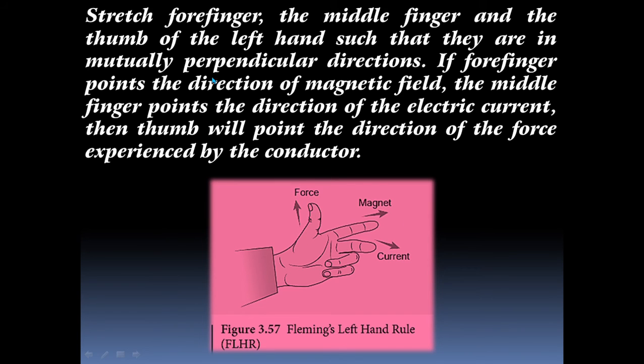This is Fleming's left-hand rule, a very important 2-mark question. Forefinger represents the magnetic field, middle finger represents the current, and the thumb represents the force. This is Fleming's left-hand rule.